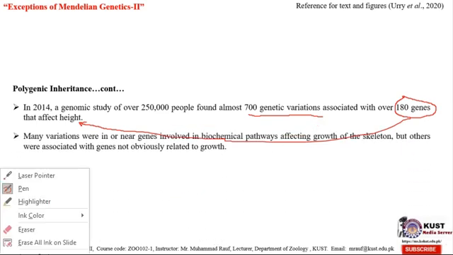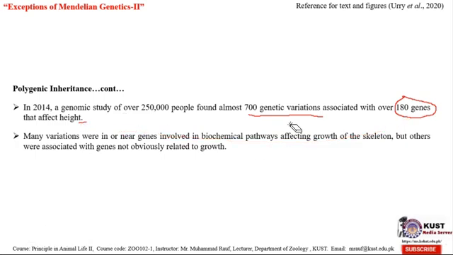Now many variations were in or near genes involved in biochemical pathways affecting growth of the skeleton. So variations in genes means the changes in the nucleotide sequences, and as a result they vary from each other and control the trait to a different extent.